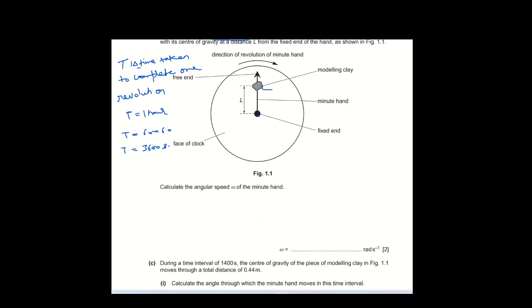We have to calculate the angular speed omega of the minute hand. So angular speed omega is given by the expression 2 pi by T. If we substitute this value, it will be 2 into 3.14 divided by 3600, and this value comes out to be 1.7 into 10 raised to power minus 3 radian per second.